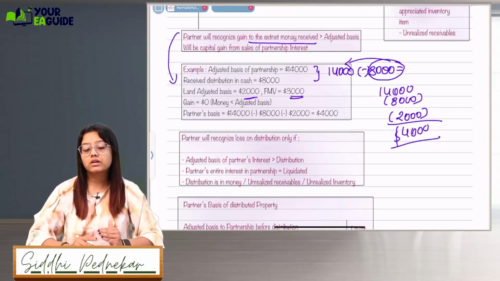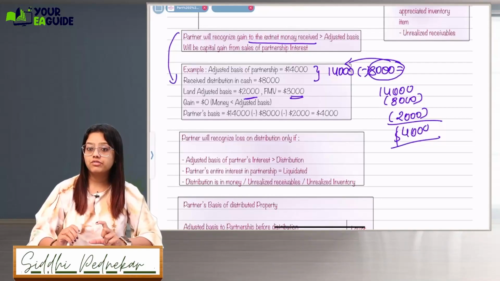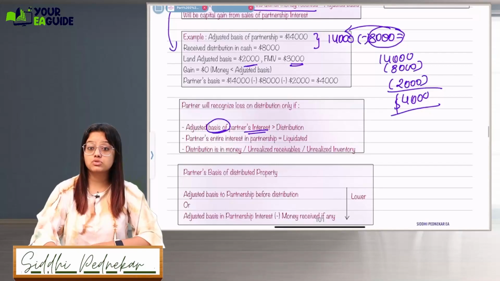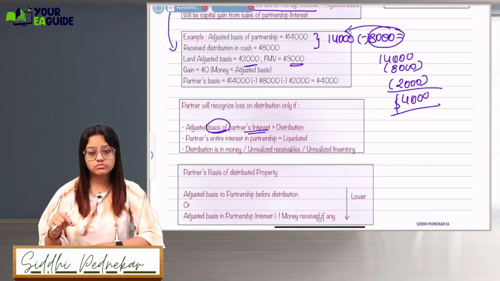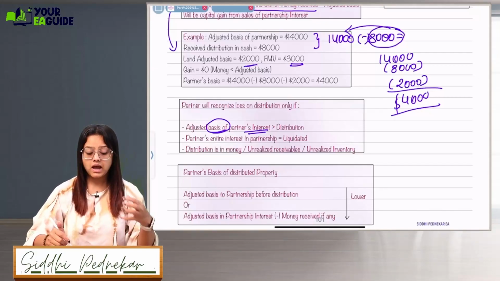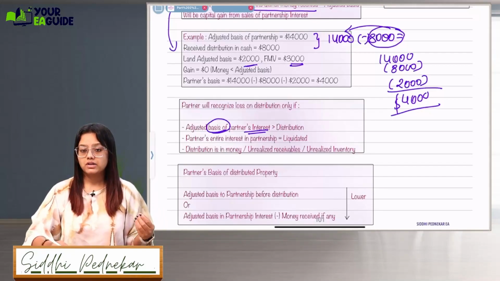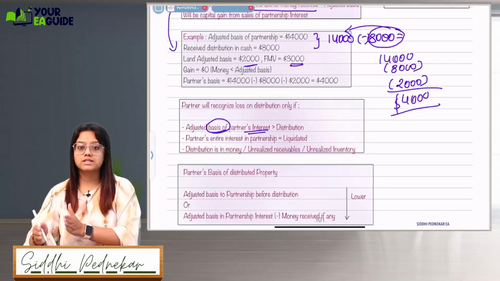Okay guys, the partner will recognize a loss on distribution only and only if the adjusted basis of the interest was more than the distribution, meaning he is getting a lesser distribution, and this kind of distribution is a liquidating distribution, meaning the partnership firm is getting totally liquidated. I have invested a lot of money but I have received only some part. So whatever is the excess which is not recovered, I will recognize it as a loss.